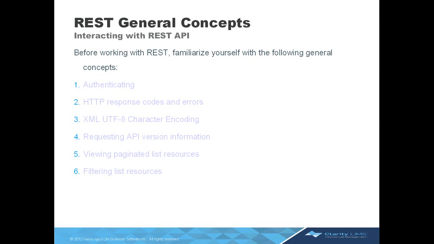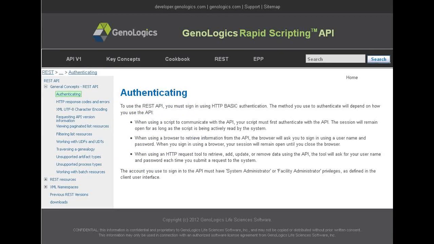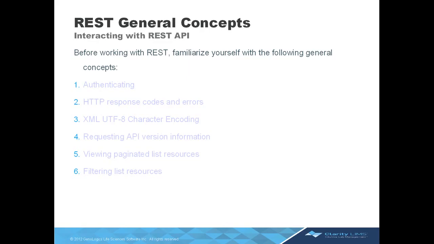We're assuming that you're already familiar with the LIMS, and as such there are a number of general concepts that you should be familiar with. The first of which is authenticating. In order to use the API, you're going to need a username and password, and we're anticipating that you've already logged into the LIMS via either the operations interface or the lab scientist interface, or possibly both.